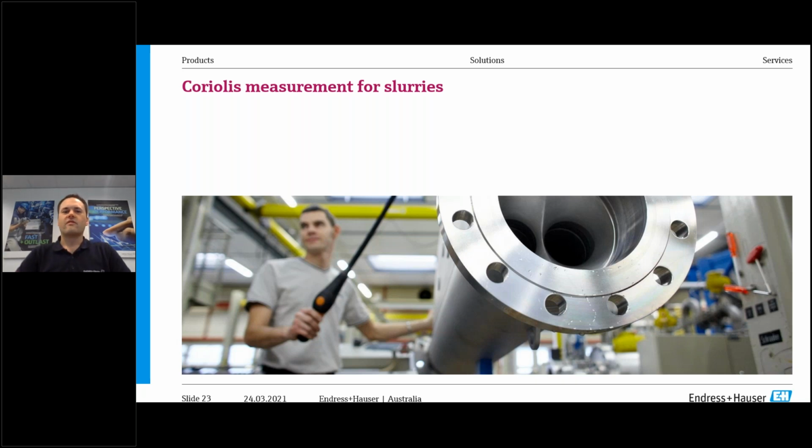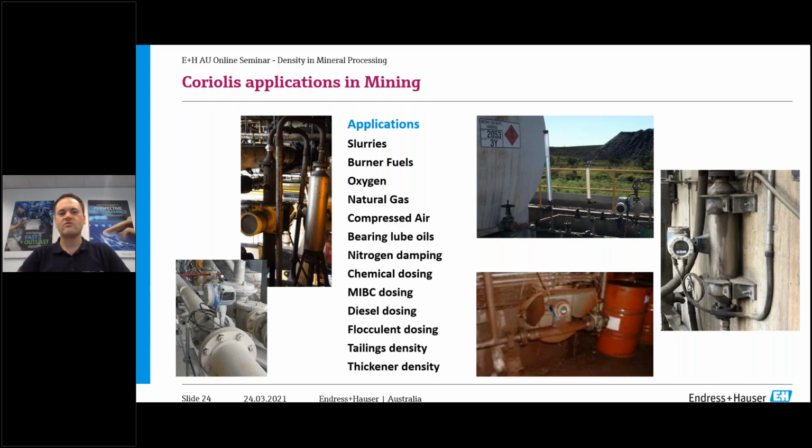So I'm going to move on to the third different type of technology here for measuring density in slurries, and that's the Coriolis meter. So Endress+Hauser have got a lot of experience in different Coriolis measurements. Initially, they weren't designed with thinking of measuring slurries in, but these days we do use Coriolis meters in mining for lots of different applications now. So whether it's slurries, or whether it's fuels, or whether it's gases as well, so whether it being like compressed air, natural gas for burners, oxygen for dosing into leaching areas, whether it's lube oils, chemical dosing, frother dosing, collectors, flock or tailings densities, or thickening densities.